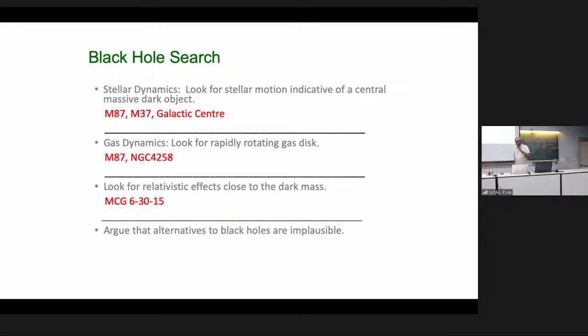First of all, they are there in the active galaxies. But are they there in the other galaxies? Meaning, is a supermassive black hole a necessary part of the galaxy formation process?